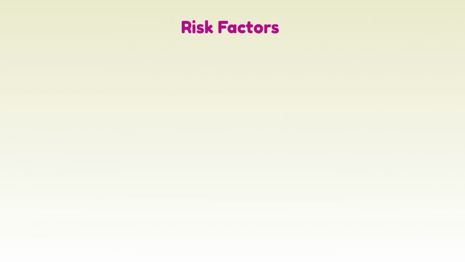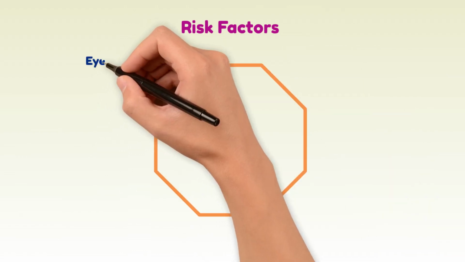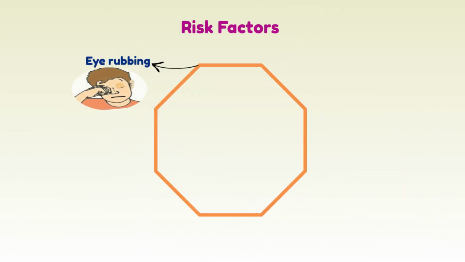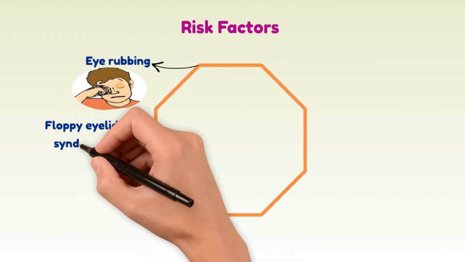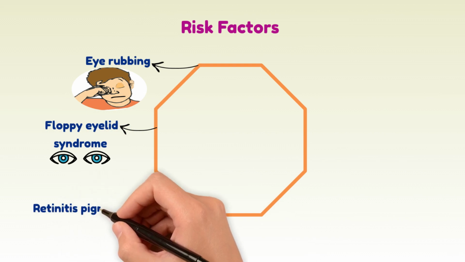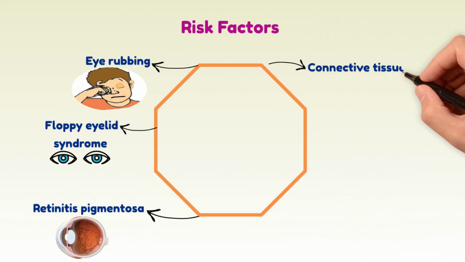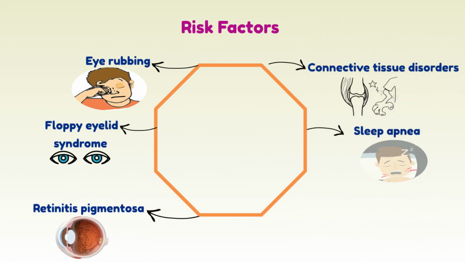Risk factors of keratoconus are eye rubbing, which is also associated with atopy or vernal keratoconjunctivitis, floppy eyelid syndrome, retinitis pigmentosa, connective tissue disorders, sleep apnea, and lastly, Down syndrome.